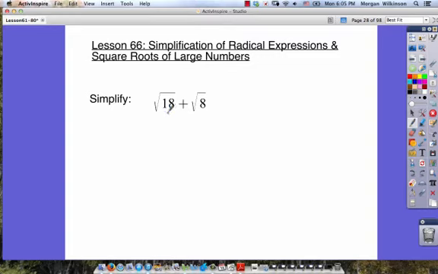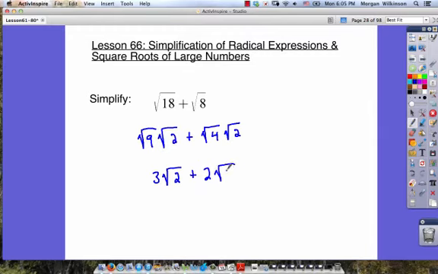If we're going to simplify or reduce the square root of 18, we could break that down into the square root of 9 times the square root of 2, because 9 times 2 is 18. Then we could say plus the square root of 8, which will be the square root of 4 times the square root of 2, and we can simplify both of these. The square root of 9 is 3, so we're going to get 3 times the square root of 2, plus the square root of 4, which we know is 2, so we're going to get 2 times the square root of 2.